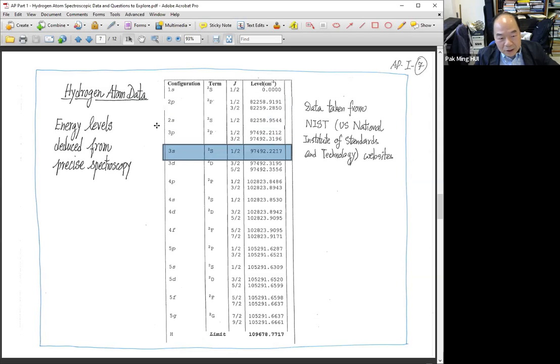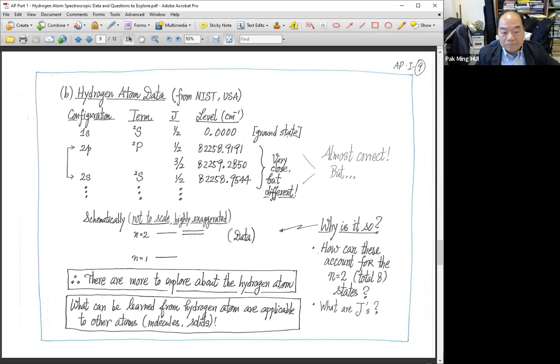Similarly, 3s, 3p, and 3d. Different numbers, first point. Second point, don't exaggerate the difference. You see, 28858, 28859. So they are different, but very close. So Schrödinger is 99.9% right. But if you work honestly with data, then they are different. Okay, so let me end with one picture.